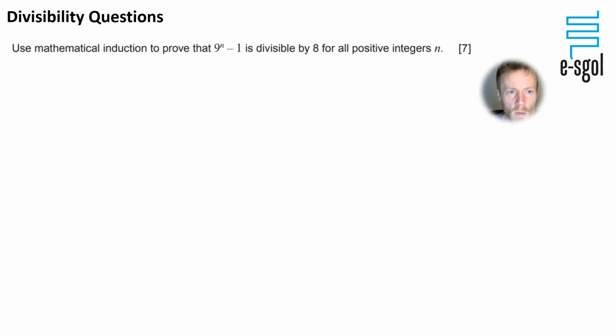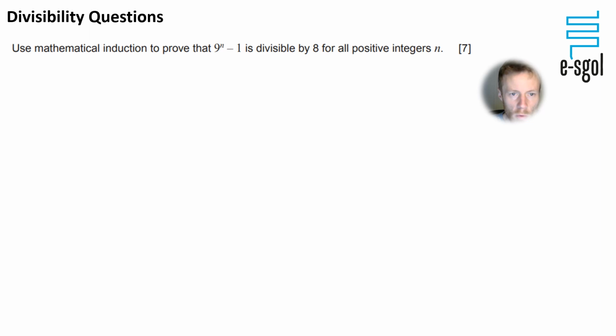Okay, so we'll start with a divisibility question. This is a fairly typical question. It's taken from the exam board 2017. Use mathematical induction to prove that 9 to the power of n minus 1 is divisible by 8 for all positive integers n, and it's 7 marks.